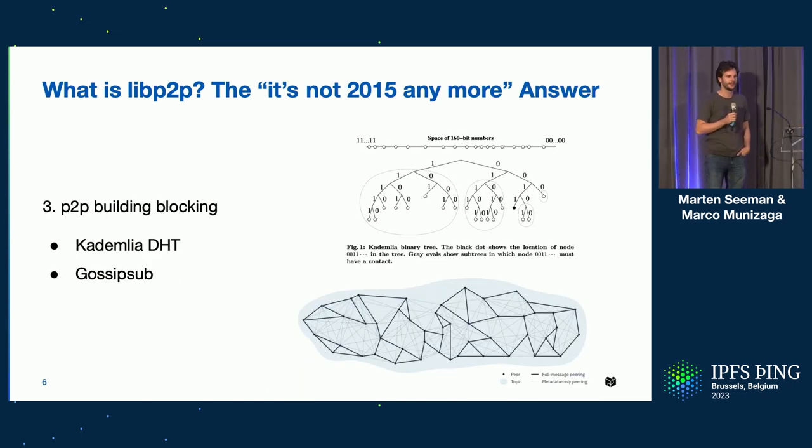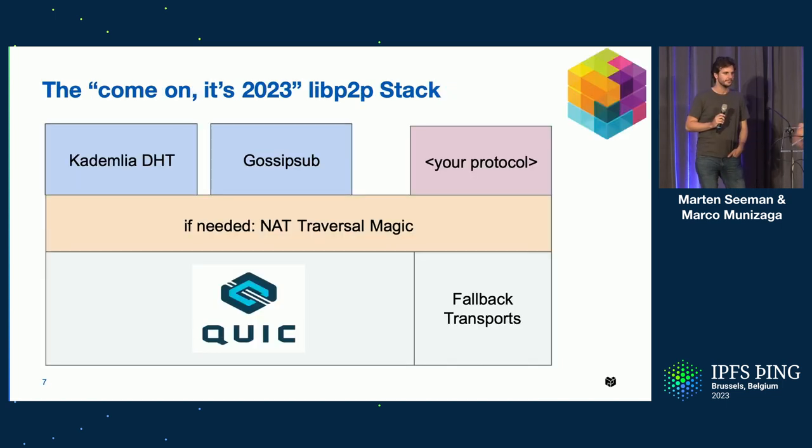Another reason why people use libp2p is because libp2p comes with building blocks. When you're building a peer-to-peer application, you probably want some kind of DHT, and libp2p comes with the Kademlia DHT. libp2p also comes with GossipSub, which is a protocol to exchange messages between different nodes, and that's used by both Filecoin and Ethereum. So by building on top of libp2p, you can just reuse these components and rely on the fact that they are probably just going to work.